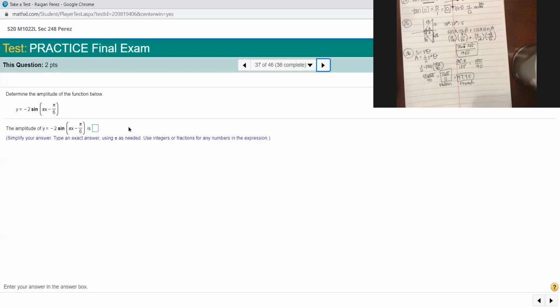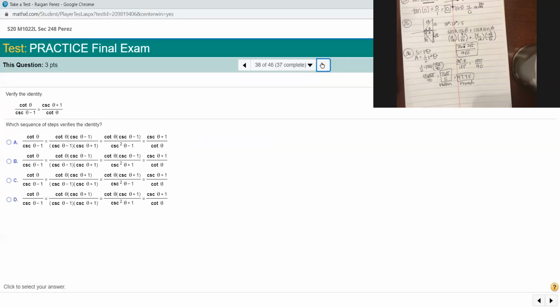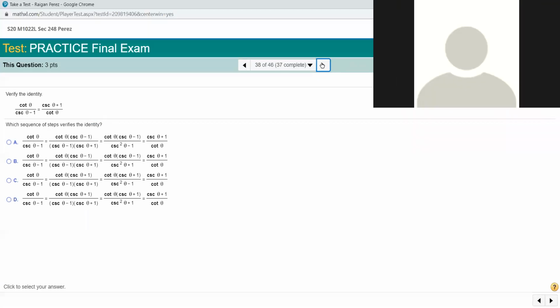Okay, determine the amplitude. So that's the A in front, 2. Oh, y'all just love these. Put A equals 2. 38. Okay, so these are our functions. We got cotangent theta over cosecant theta minus 1. Hang on a second.